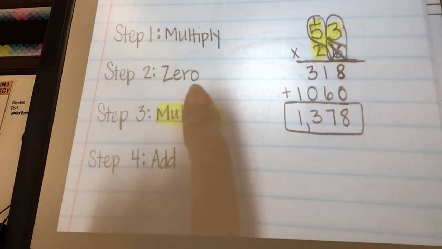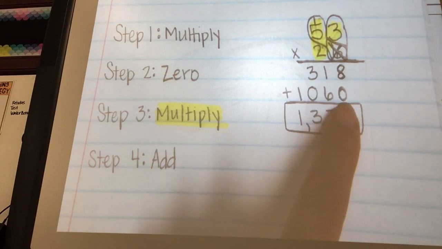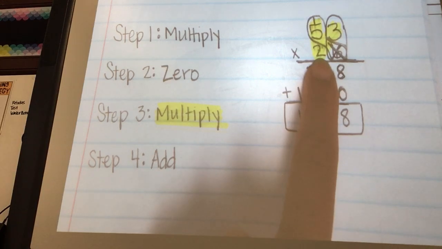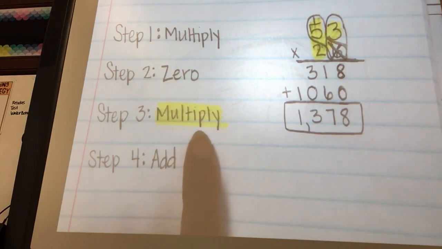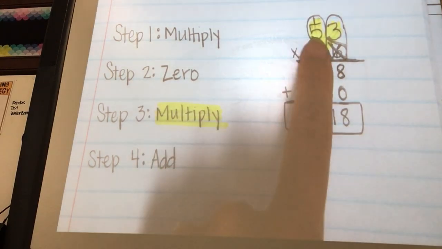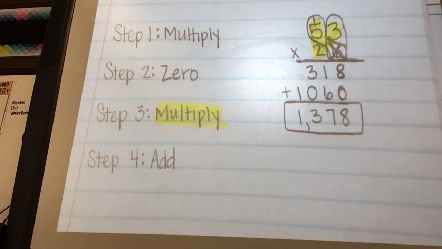Step 2, after we're done multiplying just like normal, is what, Michaela? And why do we add the 0? What are we moving on to in our problem? What place value? Michaela? The 2, which is in what place value? The tens. So we have to fill in the place value with a 0. Step 3, what do we do? Zach? Multiply, just like normal. And then we add.